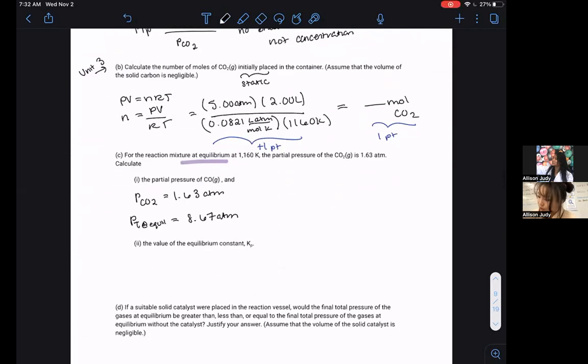So we're told that at equilibrium, PCO2 is 1.63 atm. We also know from the original data in the prompt that the total pressure of the two chemical species that could contribute pressure is 8.67. So all you're doing here is asking what the partial pressure of CO is. You set up that P total at equilibrium, 8.67, equals PCO2 at equilibrium plus PCO. Then all you have to do is solve for PCO in the equation.